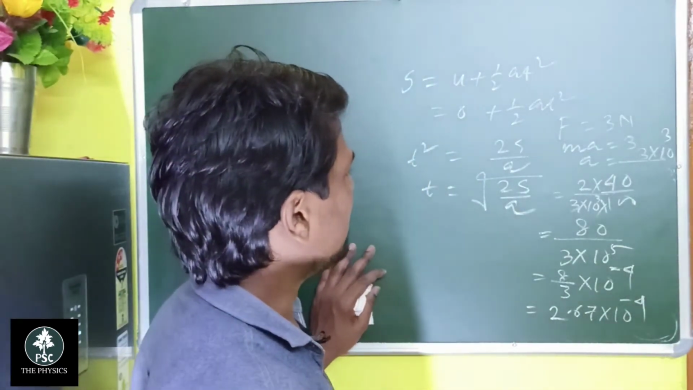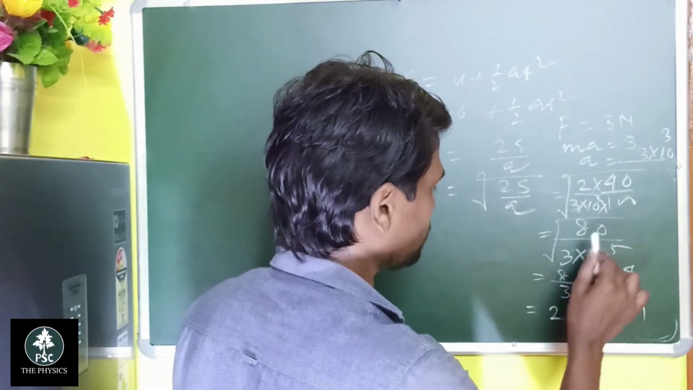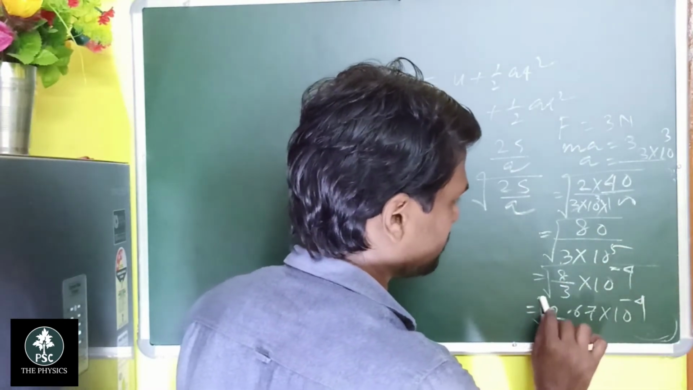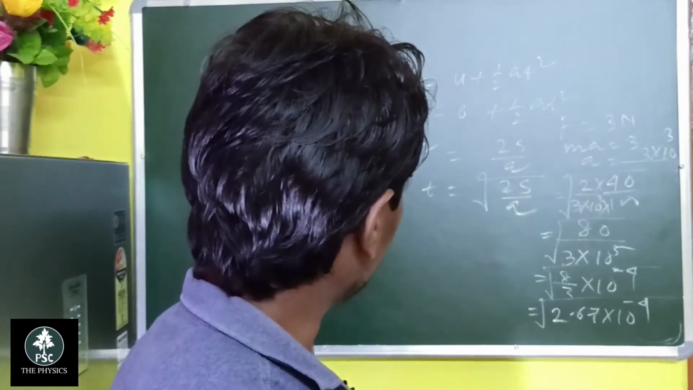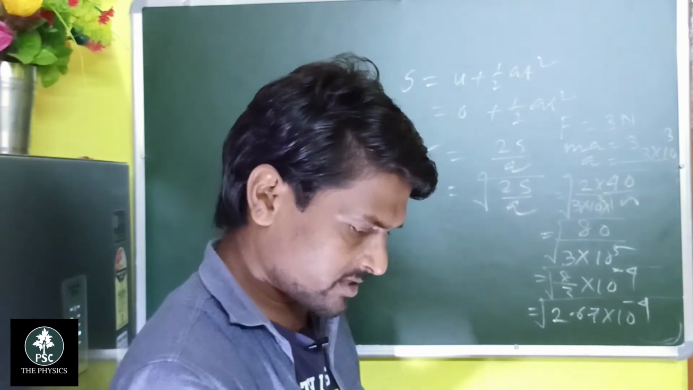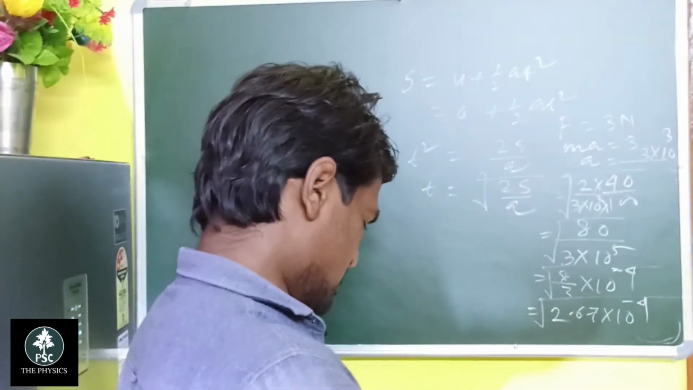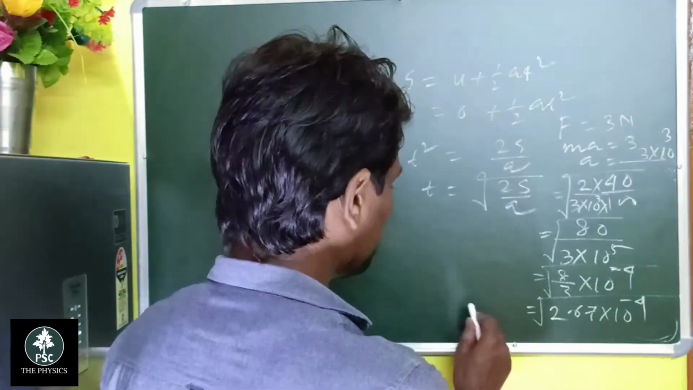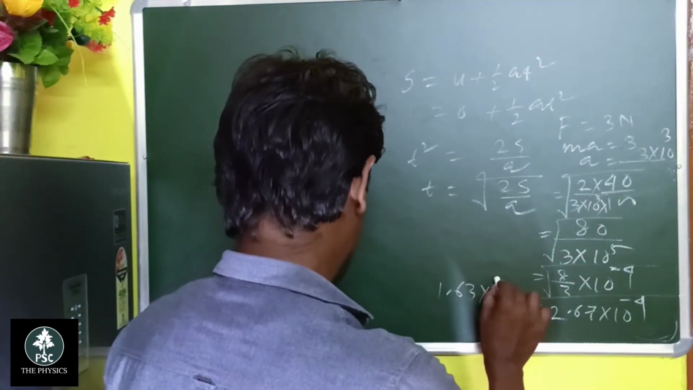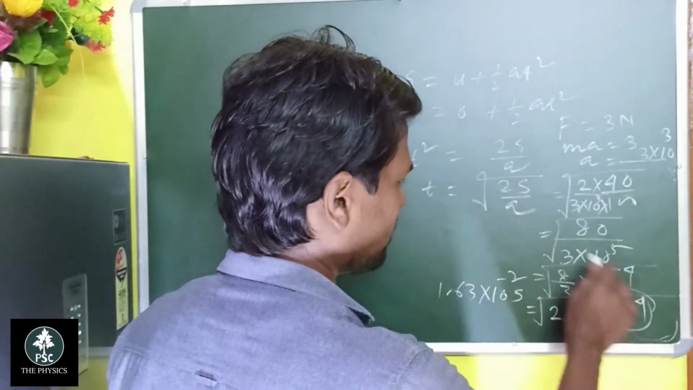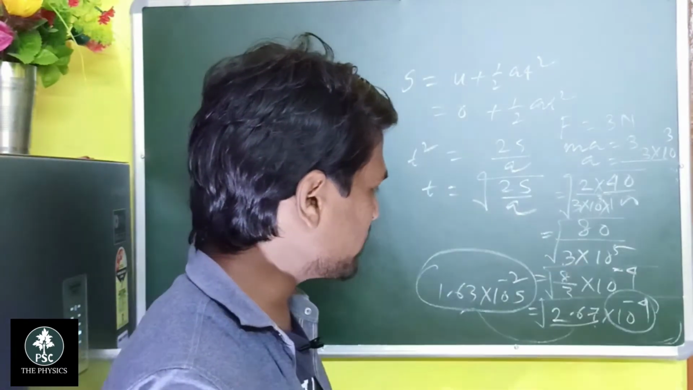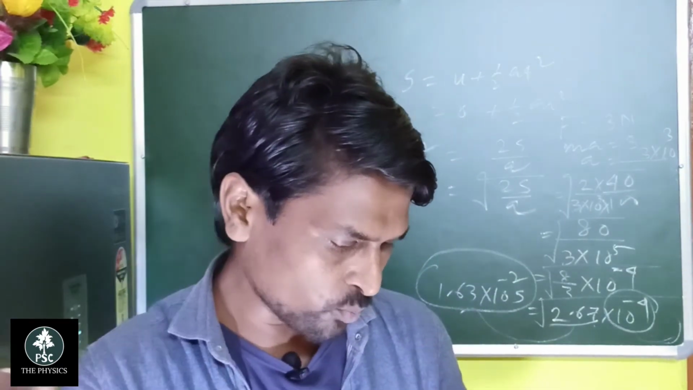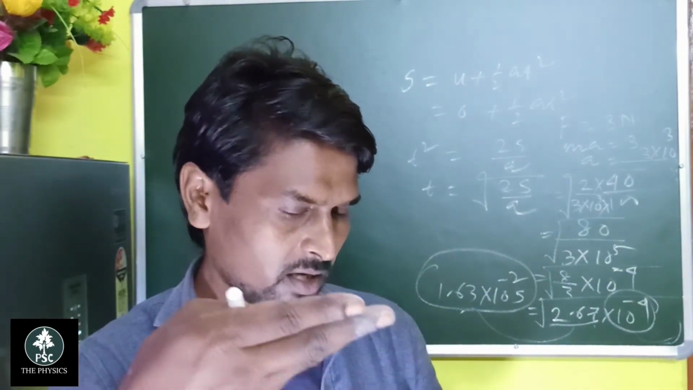So t is the root over of this one, and you can calculate it with the help of a calculator. The answer is 1.63 into 10 to the power of minus 2 seconds. Obviously, if you take a root over of 10 to the power of minus 4, you get 10 to the power of minus 2. So 1.63 into 10 to the power of minus 2 seconds is what the charged particle takes to move along the direction of the electric field for 40 centimeters.